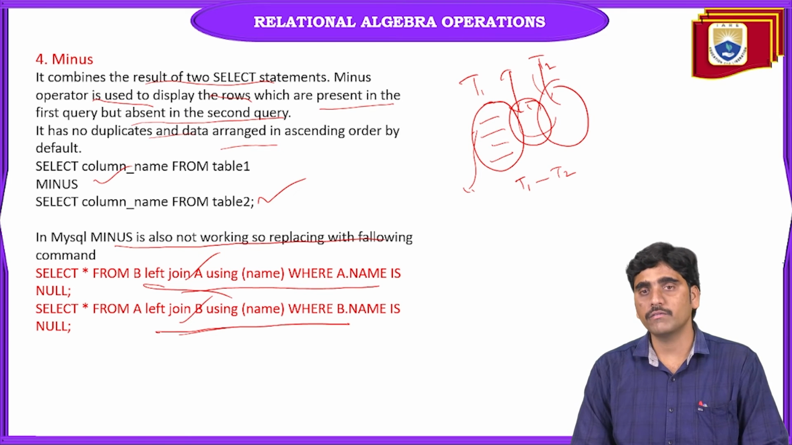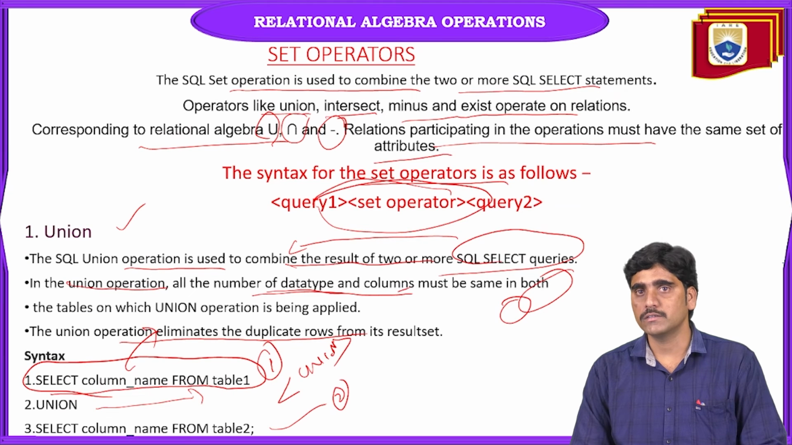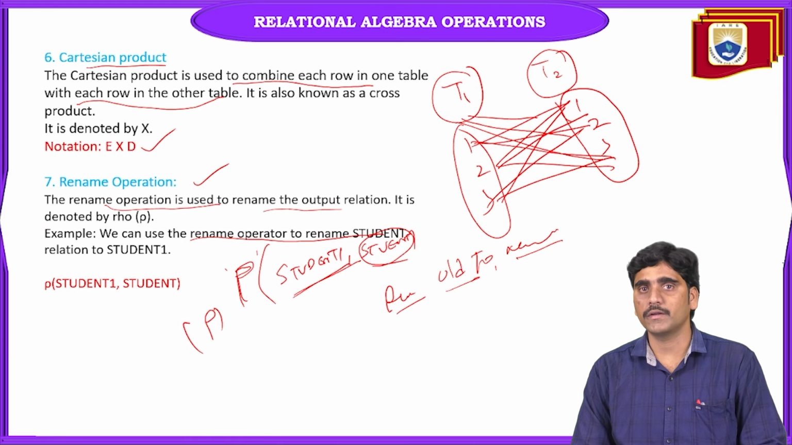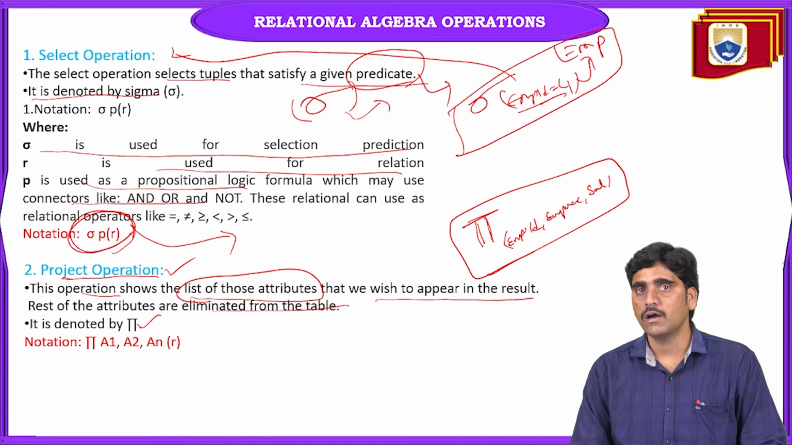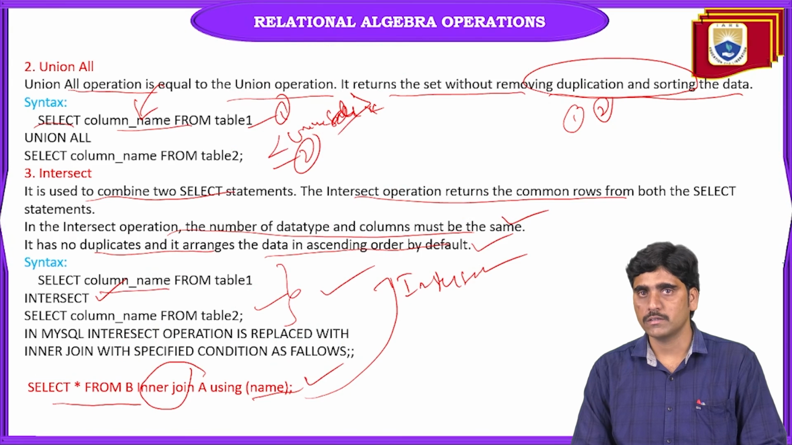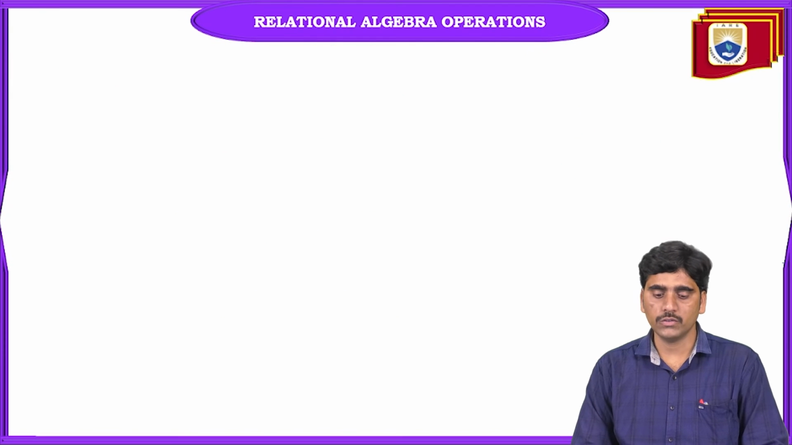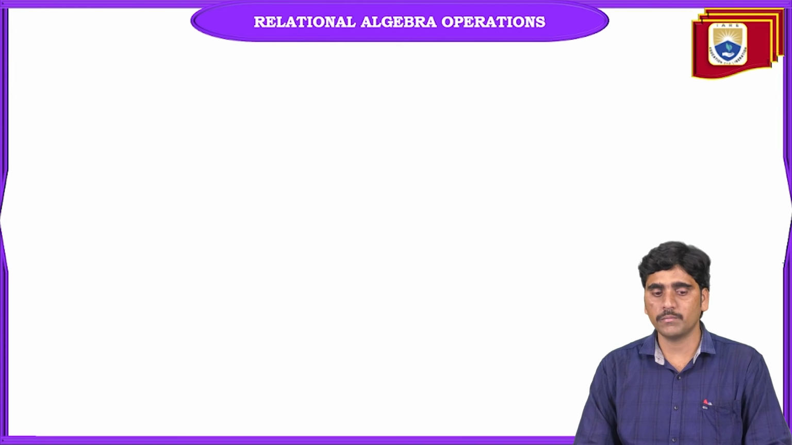This is how you have to understand the minus operator, the set operators, and the set relational algebraic operations. These are all relational algebraic operations and set operators. So we can see one example.